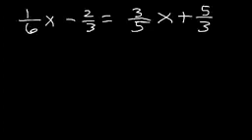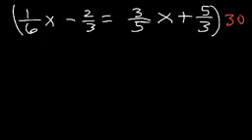So how can we solve for x in this problem? We need to multiply both sides by a number that can get rid of every denominator of each fraction. So we need to get rid of a 3, a 6, and a 5. What number can 3, 5, and 6 go into? This is 30. 6 times 5 is 30, and 3 can go into 30. So let's multiply everything by 30.